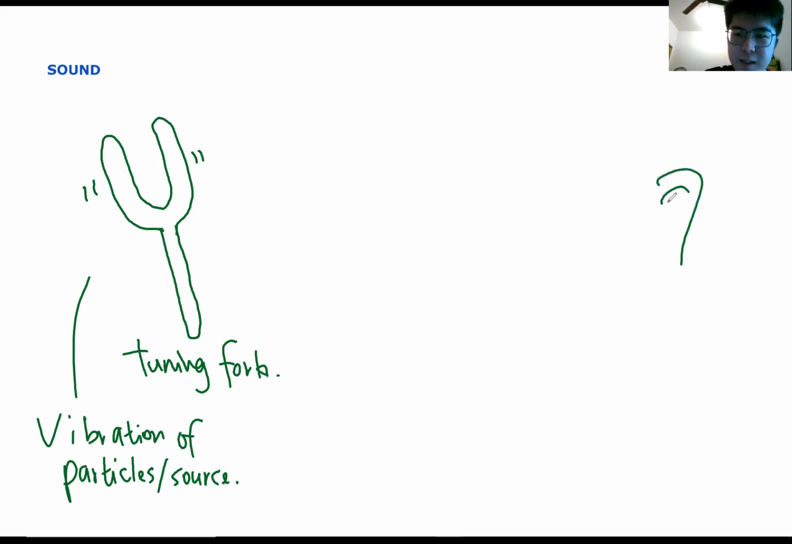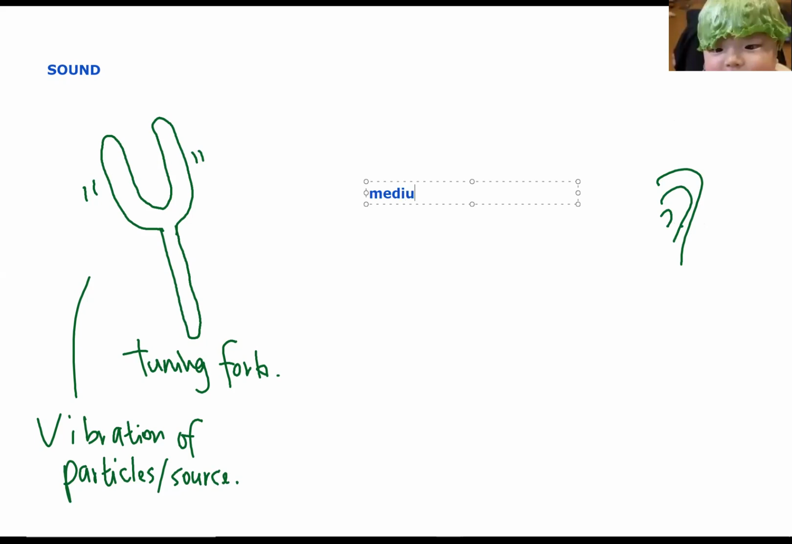Let's say you're at a distance from the tuning fork. How come you can hear the sound? How is it transmitted? The space between the tuning fork and your ear, we call it the medium. In other words, it is the air between the tuning fork and your ear. Now, if we zoom in on the medium, in the space between your ear and the tuning fork, there are air particles.